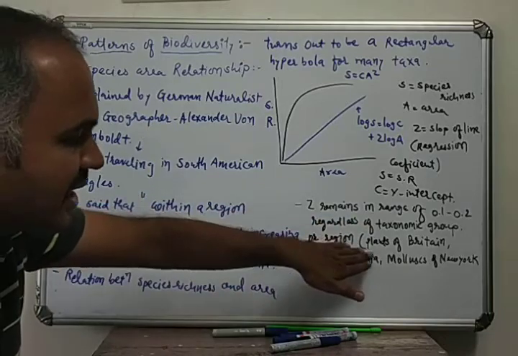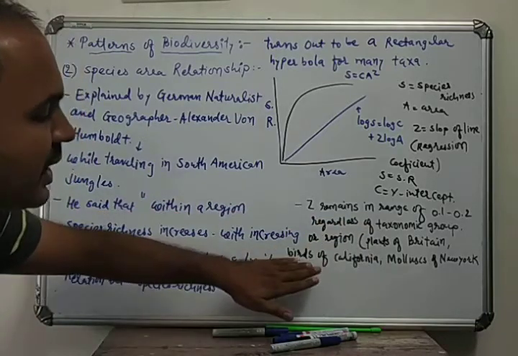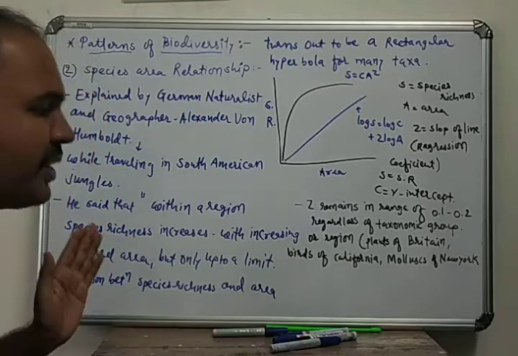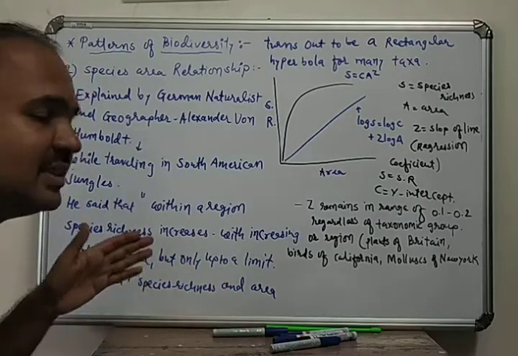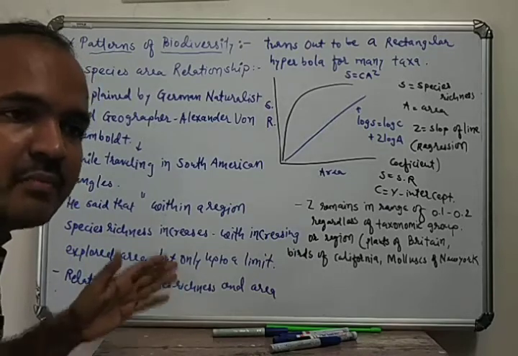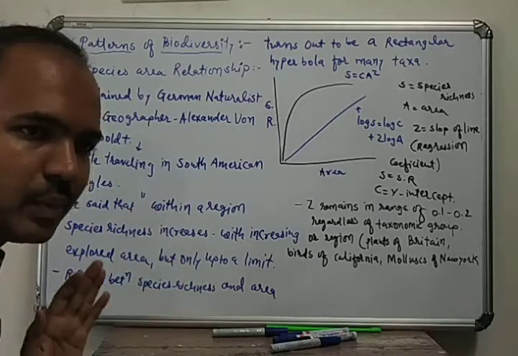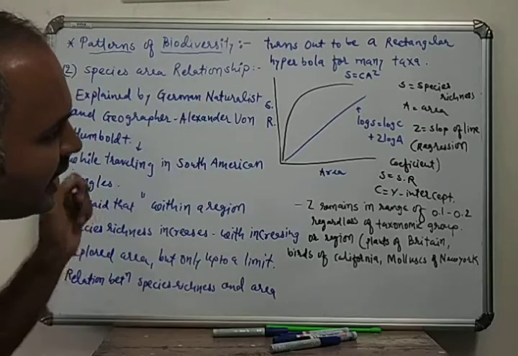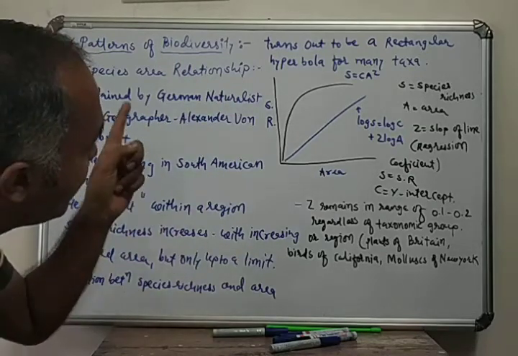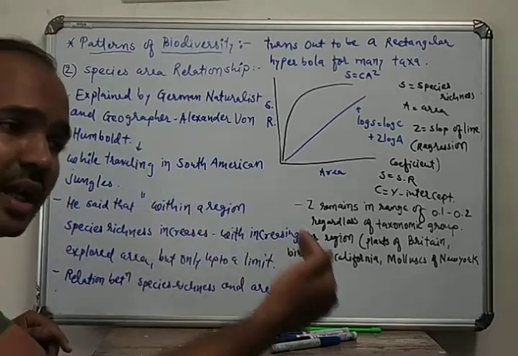Whether they are plants of Britain, birds of California, or mollusks of New York, the Z value remains the same for most of the taxonomic groups. One line is not written over here; I will discuss that in the next slide.